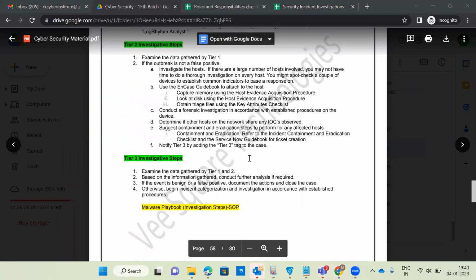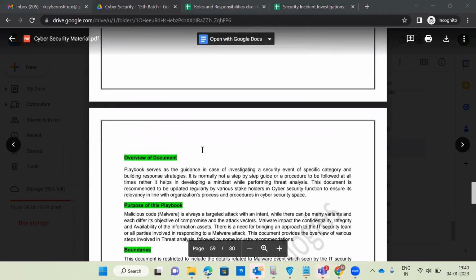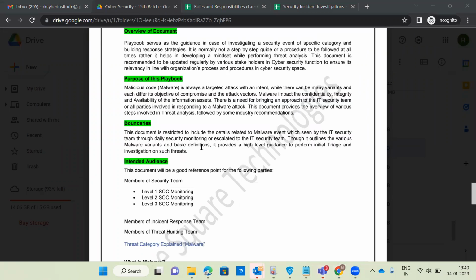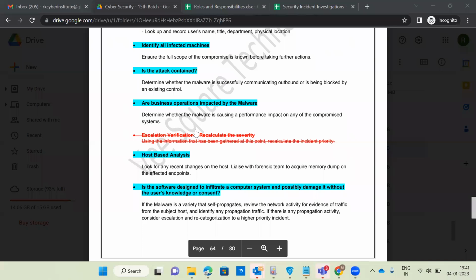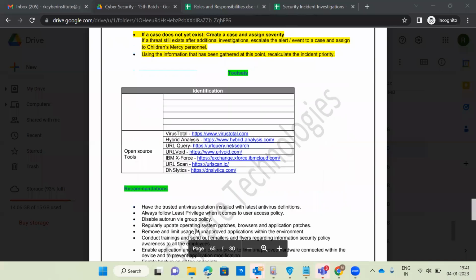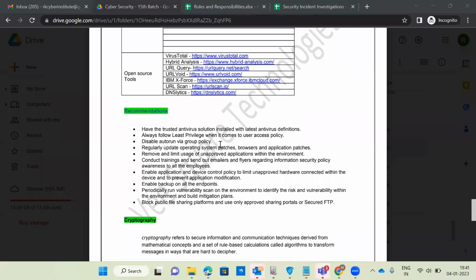Next one, this is not required. All these are SOP documents only. This is also one more SOP document. In the SOP, you put the different types of tools we will use, the toolset. Recommendations are also there. Cryptography, you can go through this one. This is from the CISSP question book, cryptography.